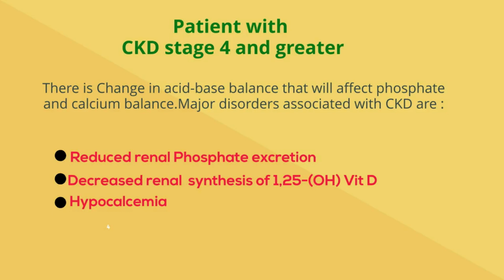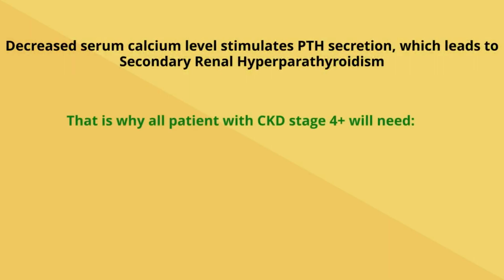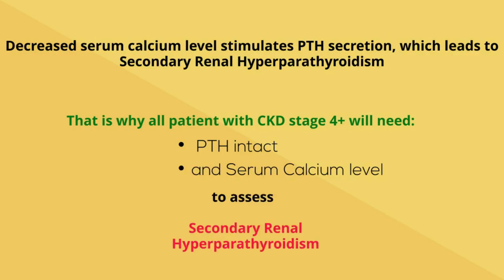Acidosis also contributes to a negative calcium balance. Decreased serum calcium level stimulates parathyroid hormone secretion leading to hyperparathyroidism. That is why it is essential to order PTH intact and serum calcium level for patients with CKD stage 4 or greater to assess secondary renal hyperparathyroidism, a risk adjustment diagnosis that belongs to a different HCC.